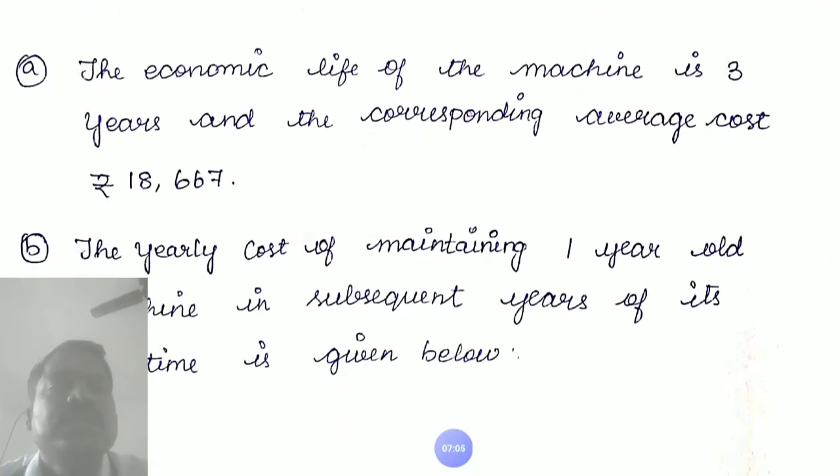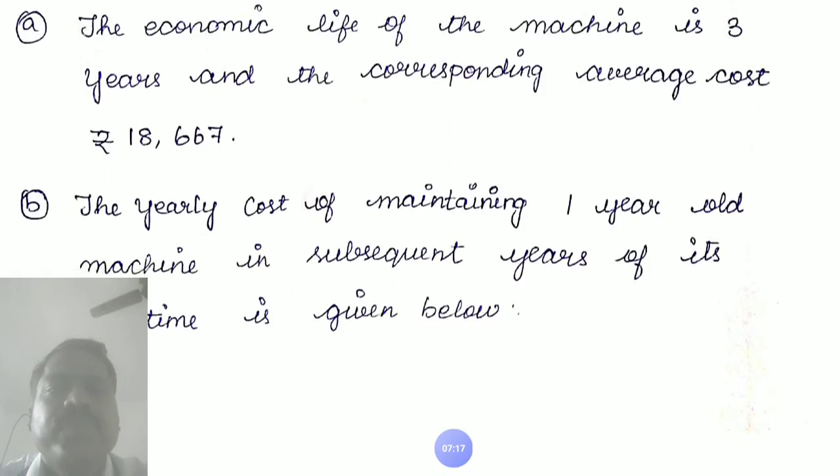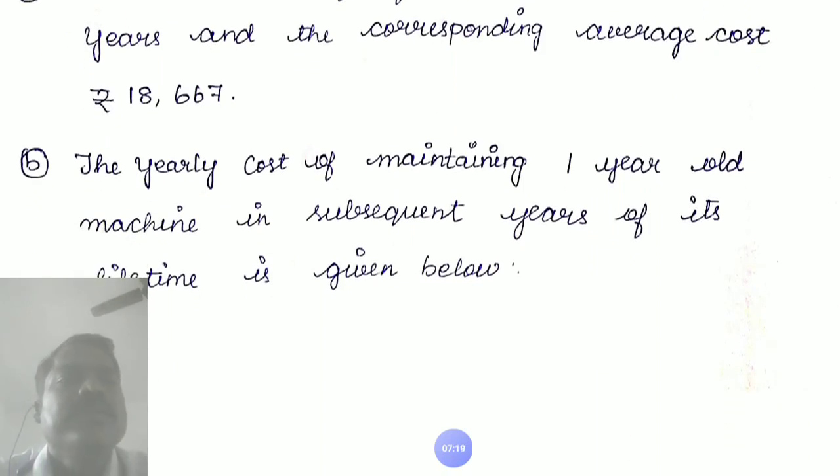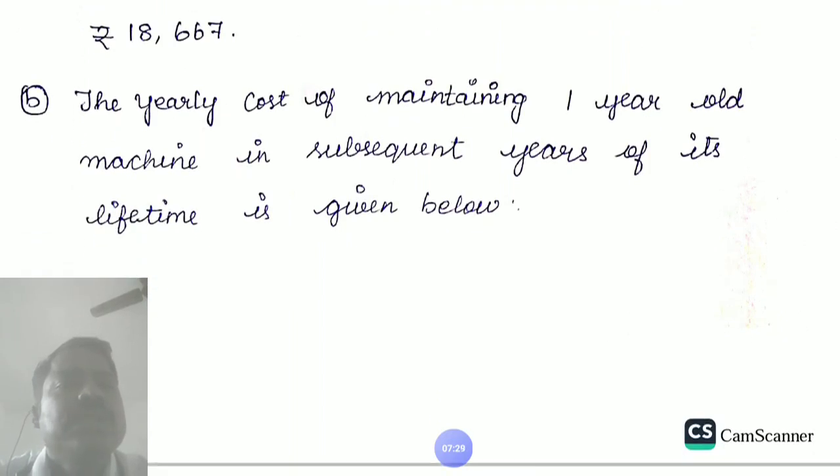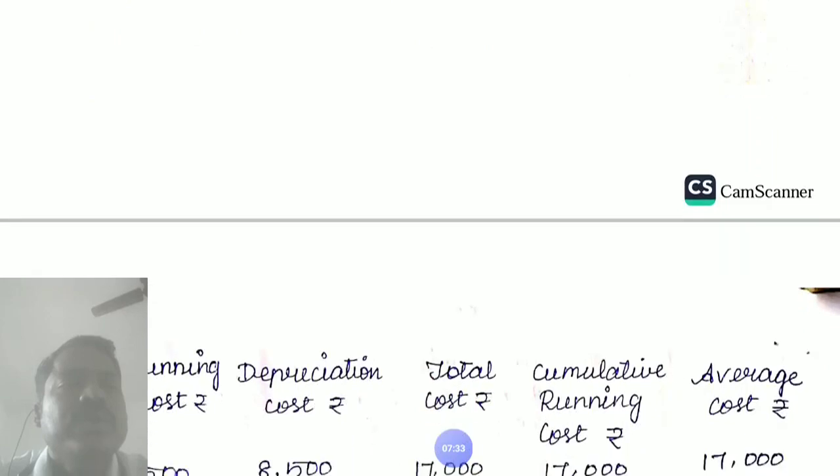Therefore, 18,667. Therefore, the economic life of the machine is 3 years. The machine should be replaced once every 3 years. Now, the yearly cost of maintaining a 1 year old machine in subsequent years of its lifetime is given below.